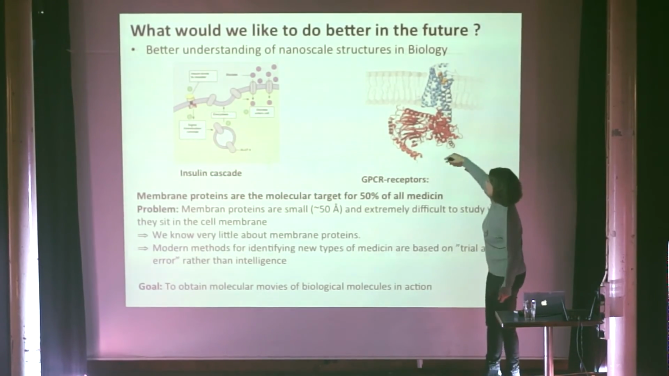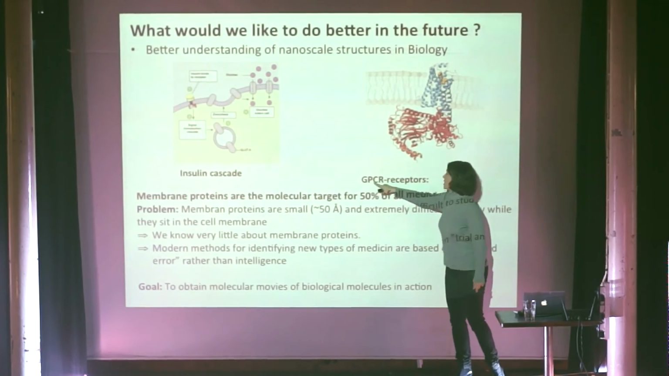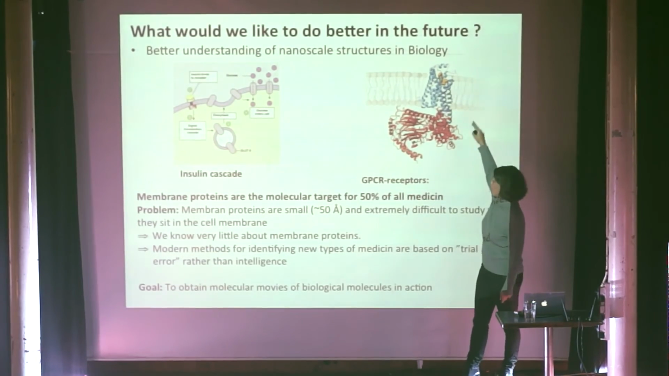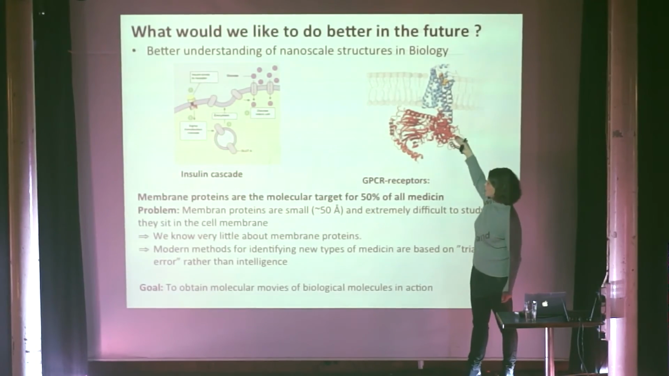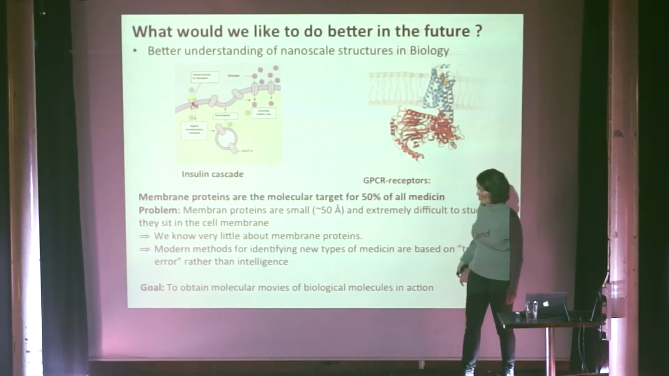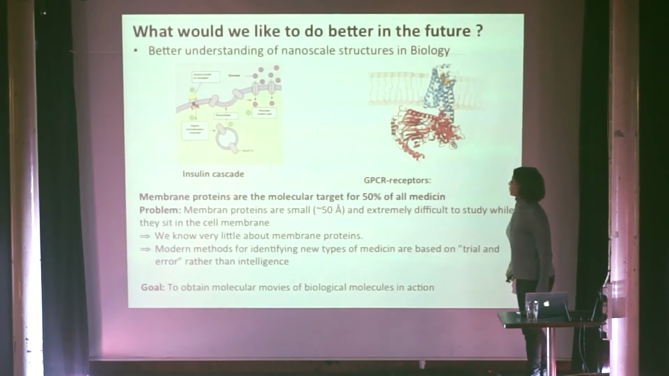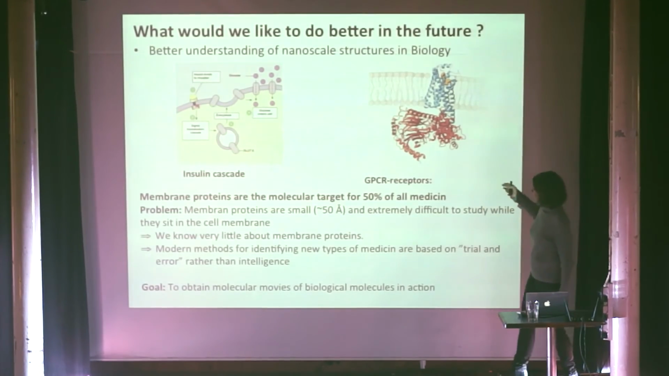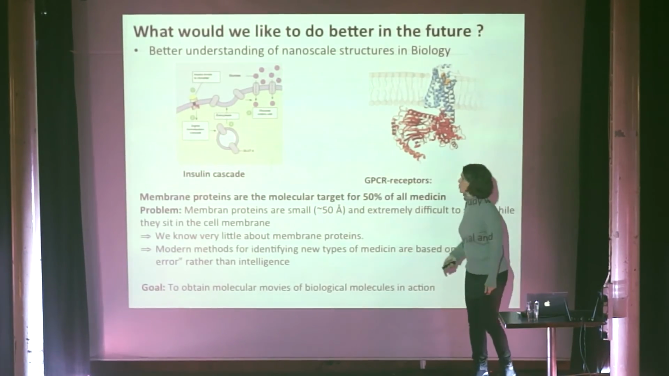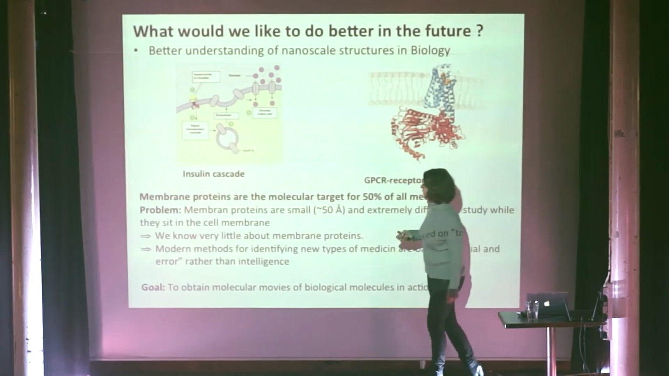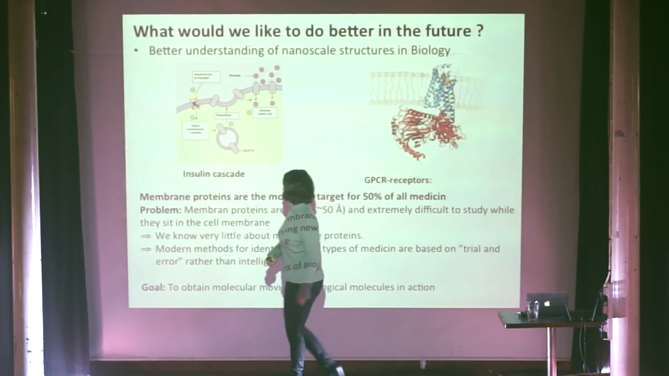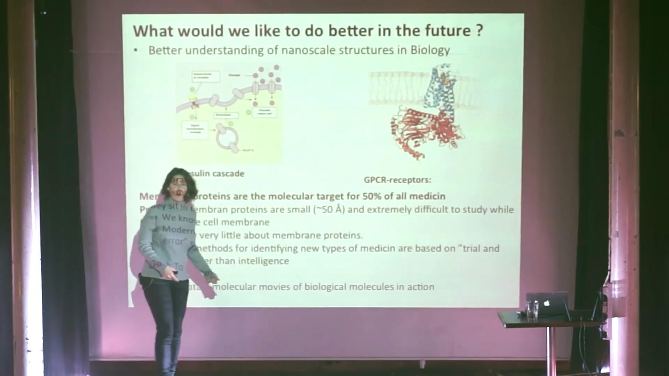Another great example is this so-called G-protein coupled receptor, which is a really important drug target, where the structure of this was determined a few years ago. This also gave a Nobel Prize to the scientists behind it. It's quite important to know what these molecules look like, because membrane proteins are the molecular target for about half of all medicine.